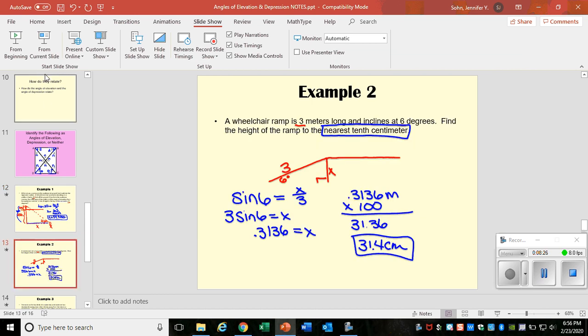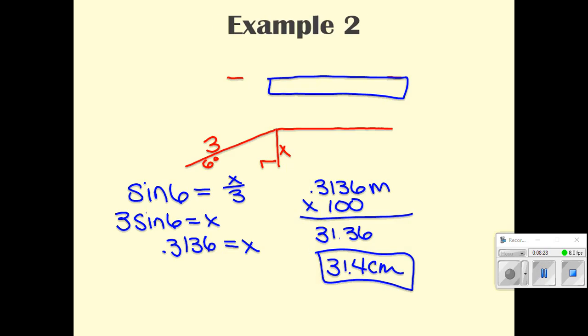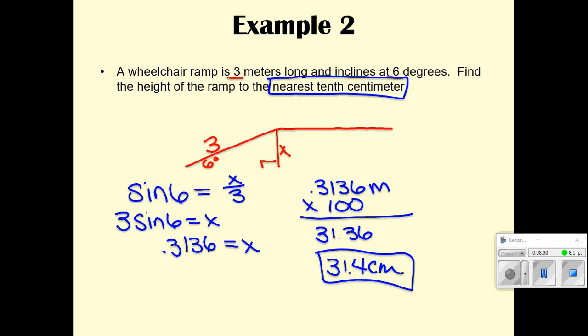Let's try another example. Example 2 says, a wheelchair ramp is 3 meters long and inclined 6 degrees. Find the height of the ramp to the nearest 10 centimeters. So if you want to change from meters to centimeters, you're going to multiply your answer by 100, because 1 meter has 100 centimeters. So we're going to draw a right triangle.